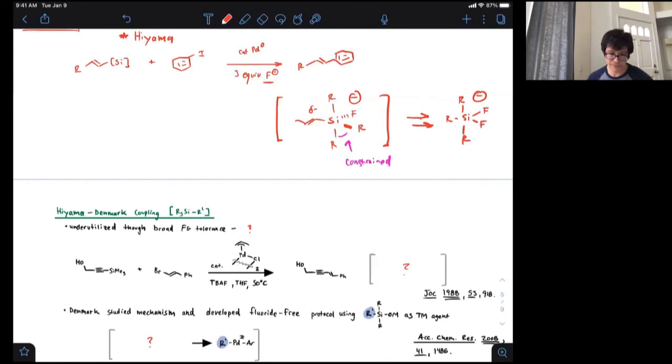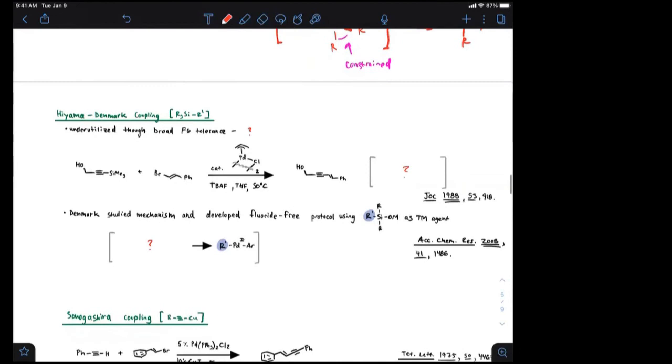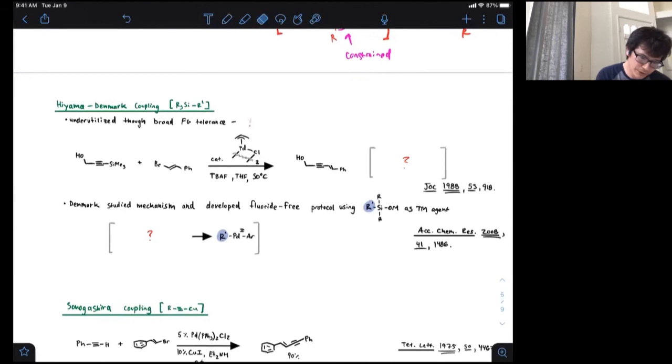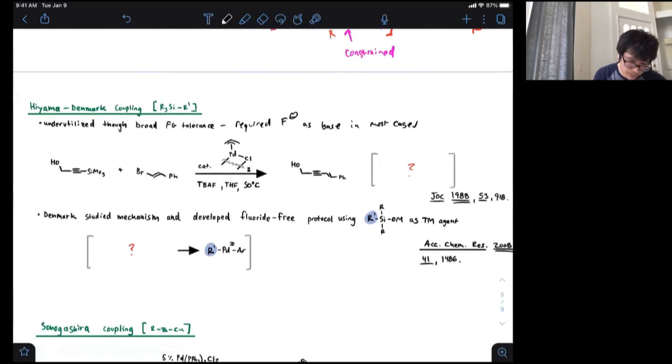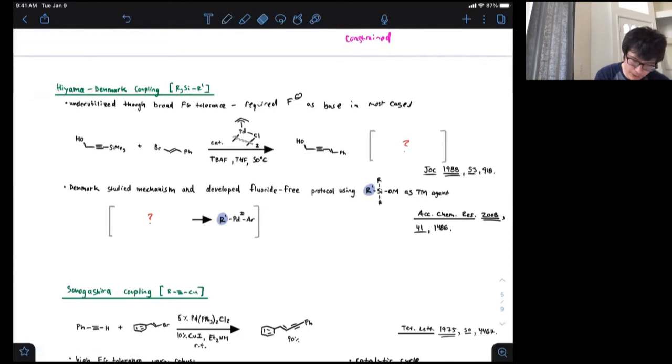Okay. In the remaining time we have, we'll continue charging through this now. This was the transition to the discussion of the Hiyama or Hiyama-Denmark reaction. Historically, this is underutilized. I think partly it's because by the time it came online, the Suzuki cross-coupling was already working and they have overlapping utility in terms of functional group compatibility. And Denmark, based on extensive mechanistic work, has found ways to get around this fluoride requirement.